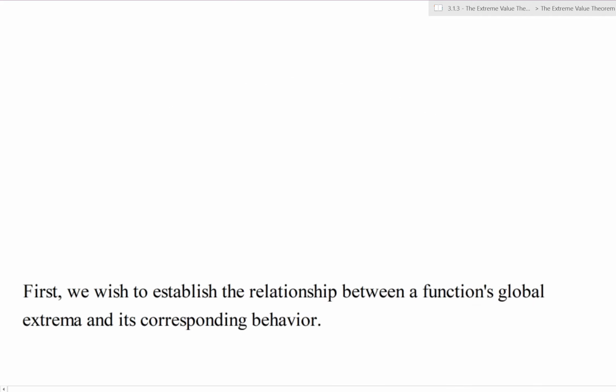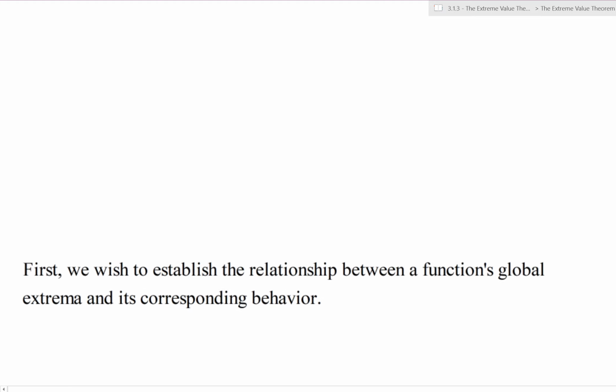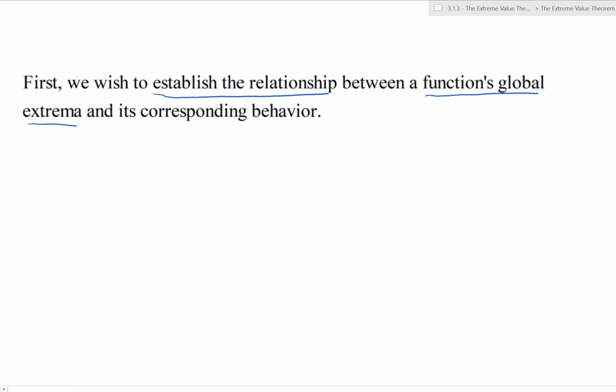All right. So the goal of this, at least initially, is that we'd like to establish a relationship between a function's global extrema and the corresponding function's behavior. How does this all work out? That's our goal. So we're going to take a look at this.